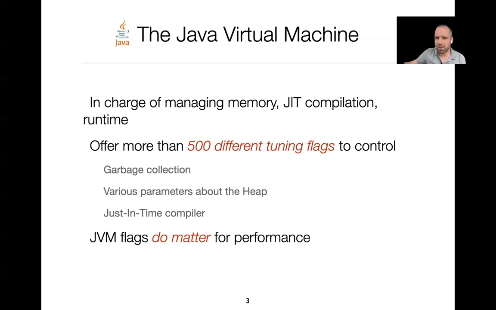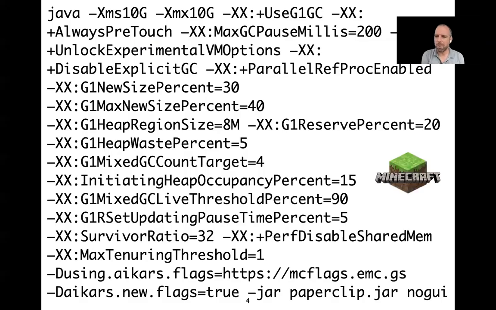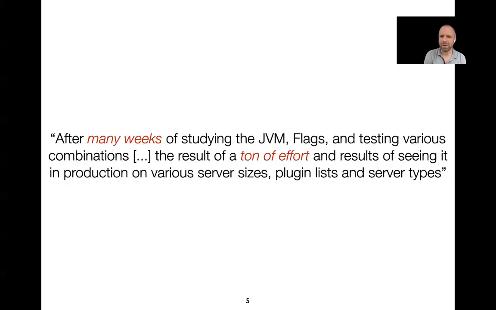The flags offered by the Java virtual machines are very complex to configure. This is an example of the set of flags that are necessary to run a Minecraft server. The Minecraft server application, written in Java, needs a JVM, and in order to make sure that the players of Minecraft are happy about the performance of the server, you need to have the right set of flags. Those are the flags that the developers of the Minecraft server have used.